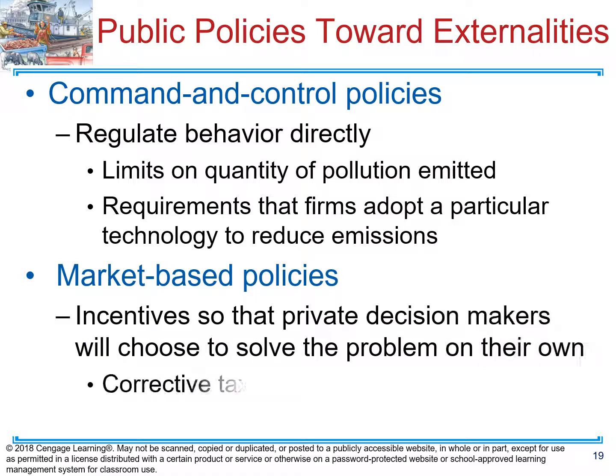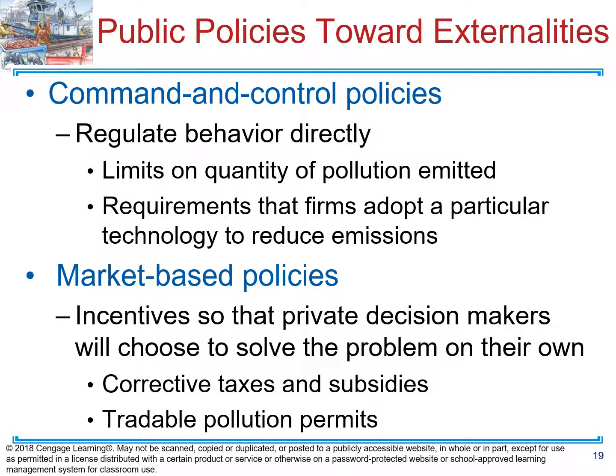So what are some public policies toward externalities? There are command-and-control policies, which regulate behavior directly. These include limits on the quantity of pollution emitted and requirements that firms adopt a particular technology to reduce emissions. There are also market-based policies. These provide incentives so that private decision makers will choose to solve the problem on their own. These include corrective taxes and subsidies and tradable pollution permits.